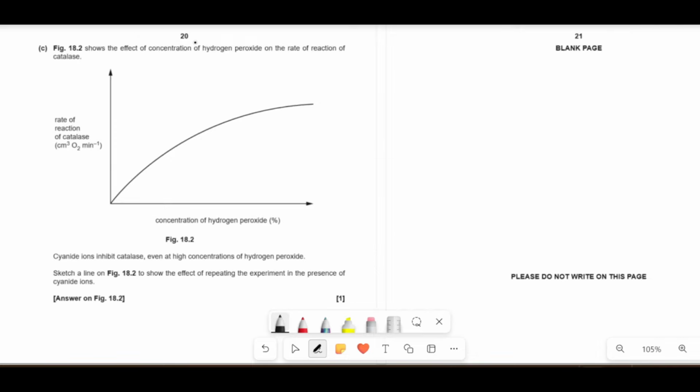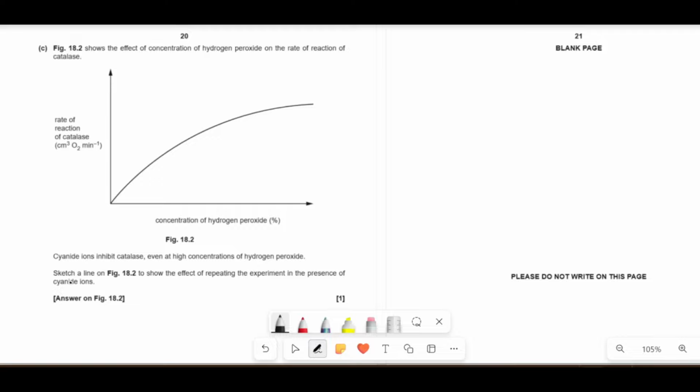Figure 18.2 shows the effect of concentration of hydrogen peroxide on the rate of reaction of catalase. As expected, just describe it to yourself real quick. The rate of reaction goes up as you add more and more hydrogen peroxide, but starts to level off because it's an enzyme and you've got too much substrate and not enough active sites.